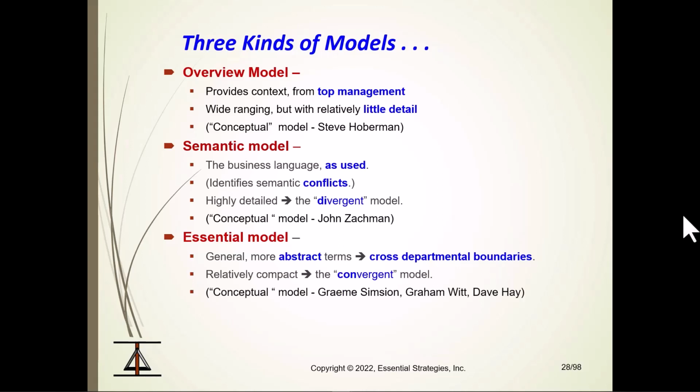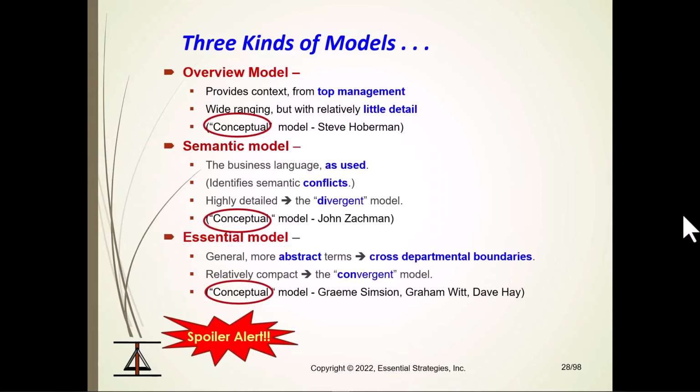Graham Simpson, Graham Witt, and yours truly like to call this model the conceptual model. Spoiler alert! All 3 of these are kinds of conceptual model.